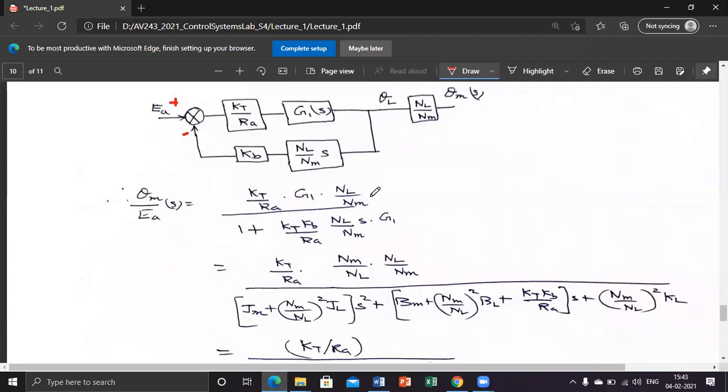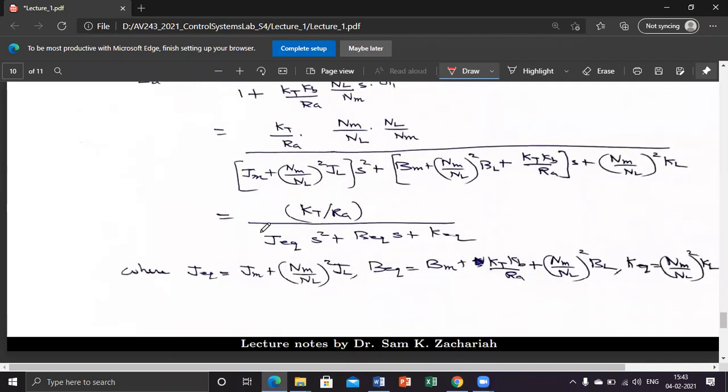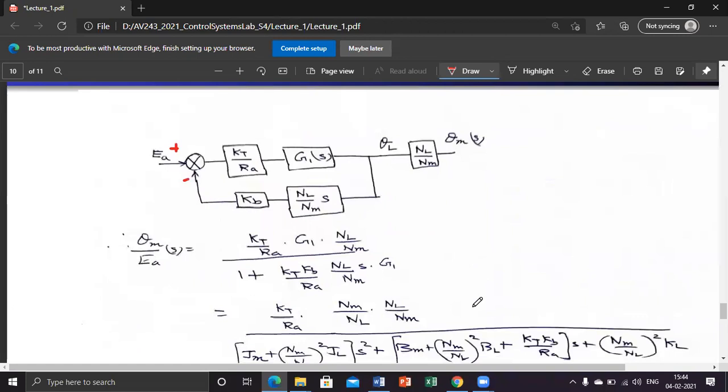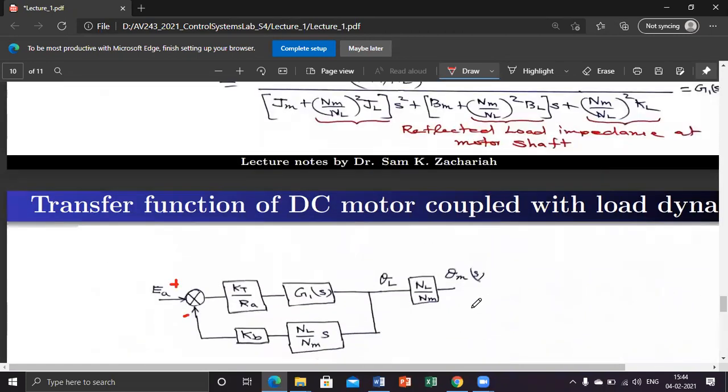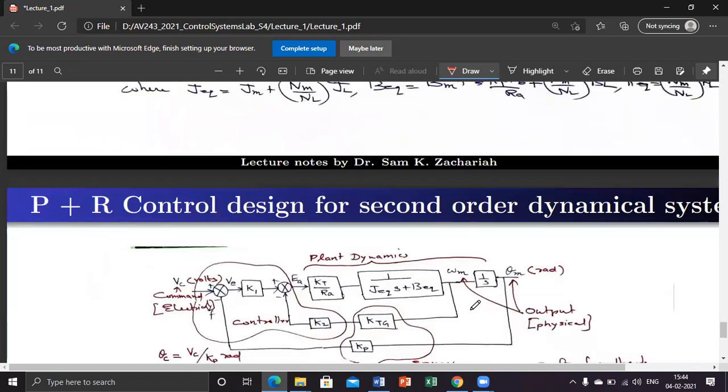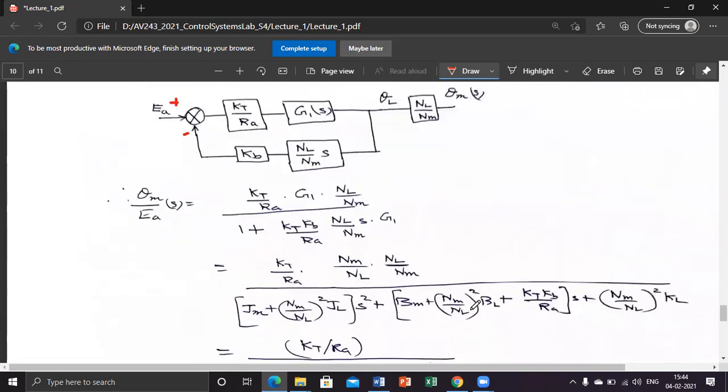And this is the expression for that. On solving it, we'll get KT by RA divided by J equivalent S square plus B equivalent S plus K equivalent, where J equivalent is equal to Jm plus whatever, the same formula. So this is the total expression for the dynamics of the DC motor coupled with load dynamics. Any doubts?